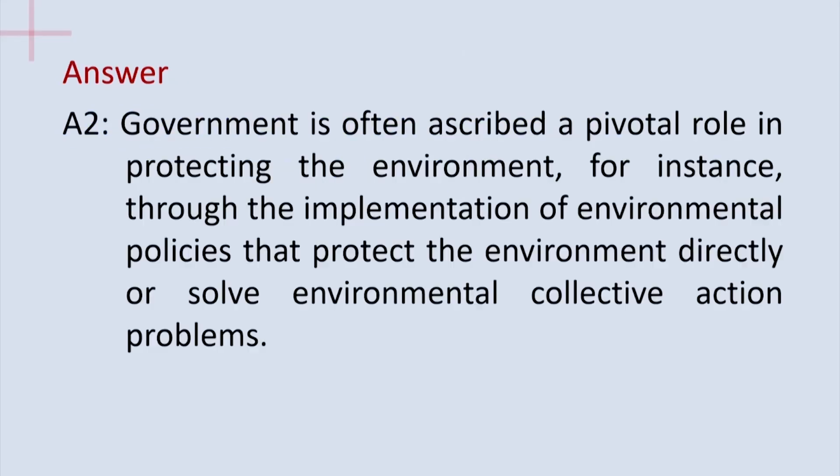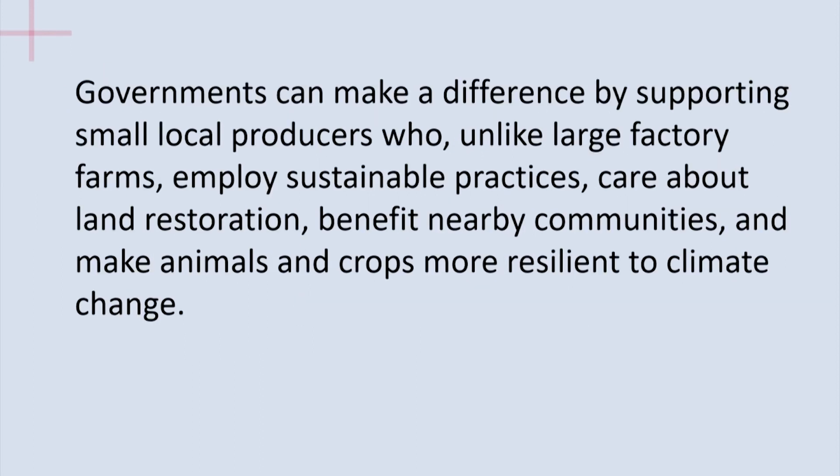Question 2. What is the role of government in environmental issues? Government is often ascribed a pivotal role in protecting the environment. For instance, through the implementation of environmental policies that protect the environment directly or solve environmental collective action problems. Governments can make a difference by supporting small local producers who, unlike large factory farms, employ sustainable practices, care about land restoration, benefit the nearby communities, and make animals and crops more resilient to climate change.